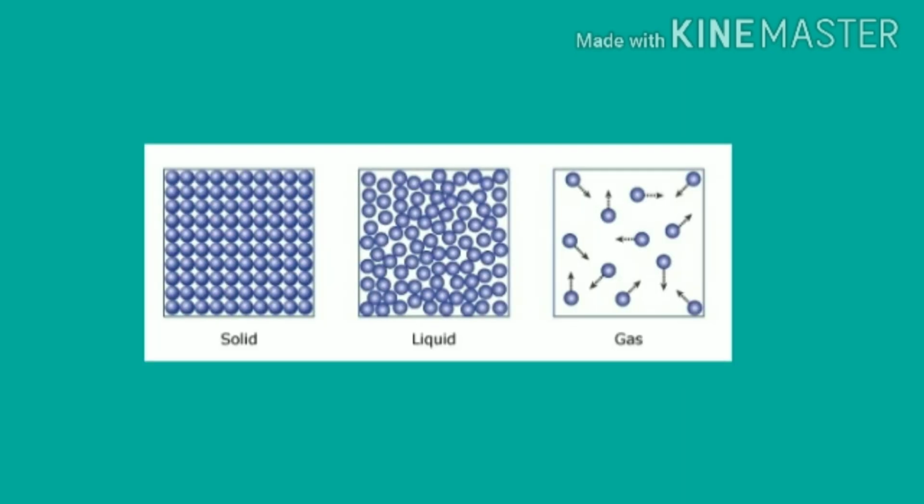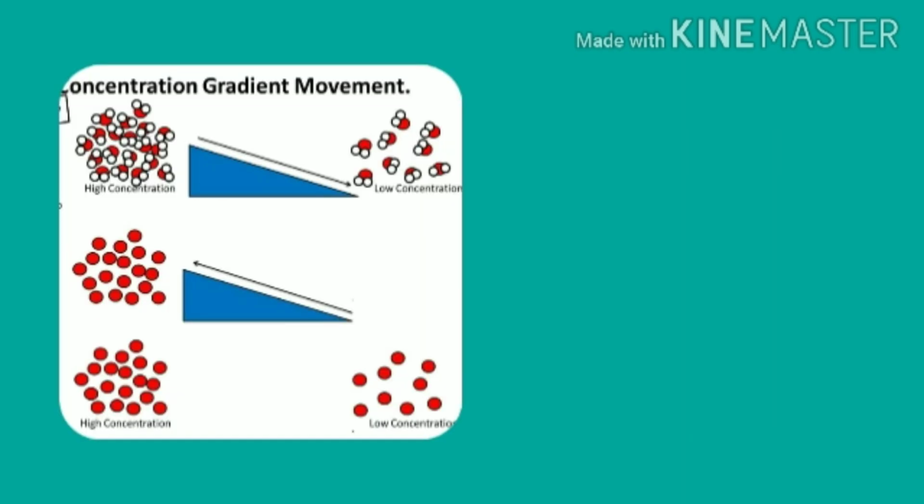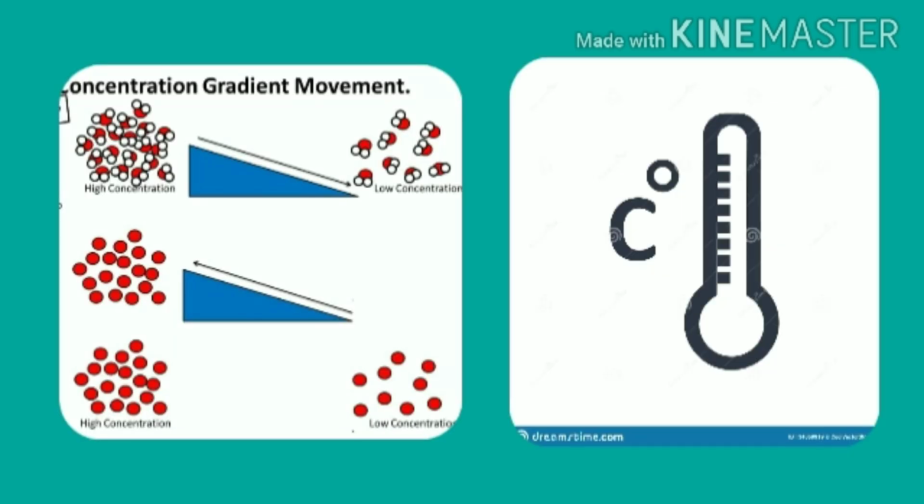Because liquid and gas have more spaces between particles, particles can move and spin easily. As we know, diffusion can occur too, first, due to presence of concentration gradient, and two, increase in temperature.